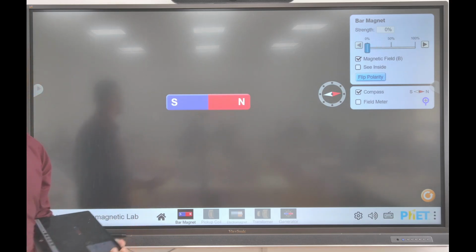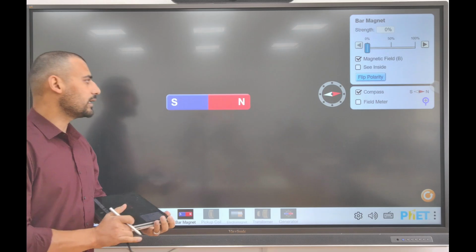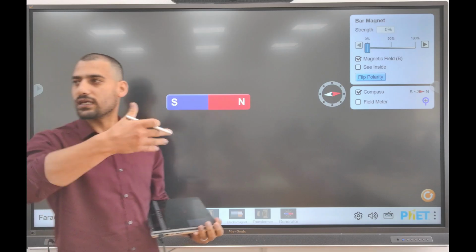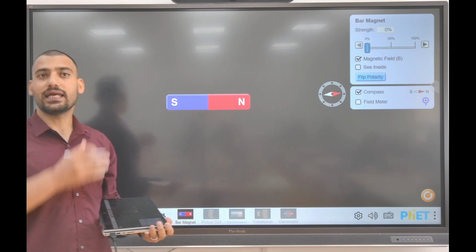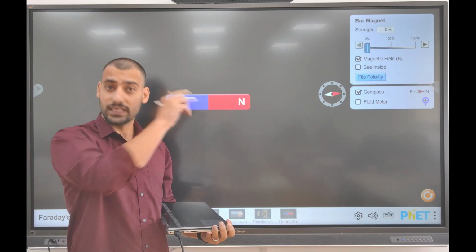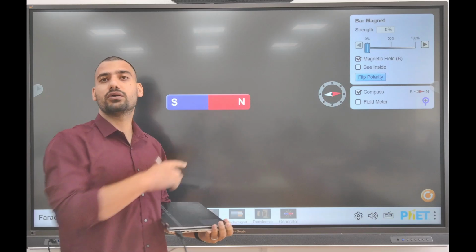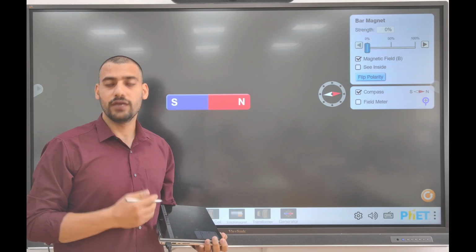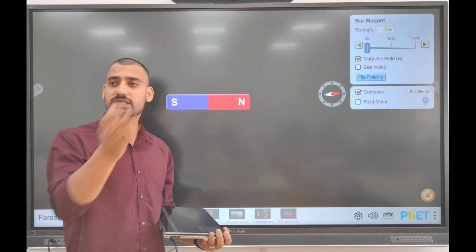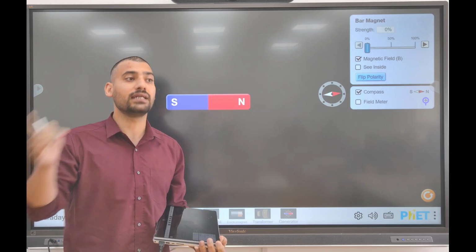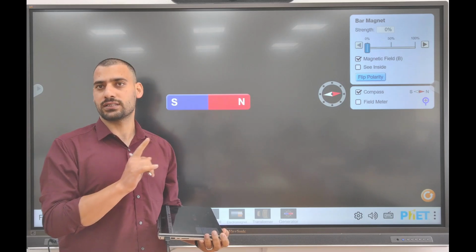Isn't it? But you need to understand that this magnet modifies the space around itself. And that modified space, like in case of the charge, we call that the electric field. Here it will be called the magnetic field. Is that fine? If you remember from electrostatics, we discussed that the electric field lines start from the positive charge and terminate at negative charge, isn't it?